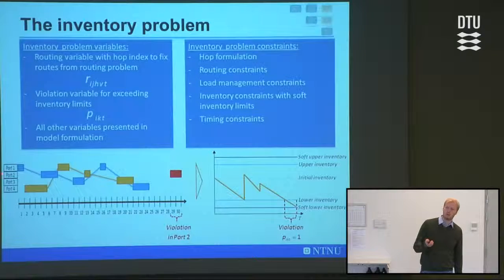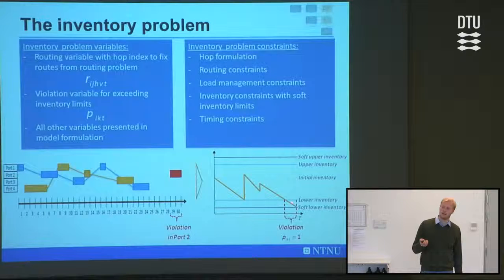So if we take port 2, we see that we have a long visit by the blue ship in the beginning. So the inventory started here, it went down, the blue ship came and unloaded, then we continued to consume, the orange ship came and unloaded, and then no more ship came.